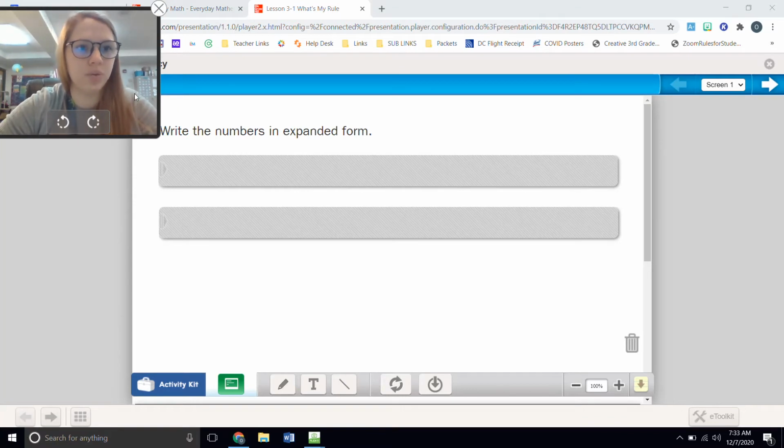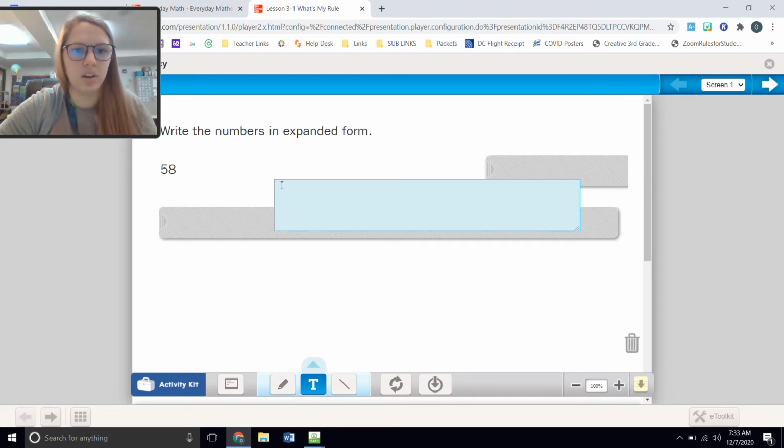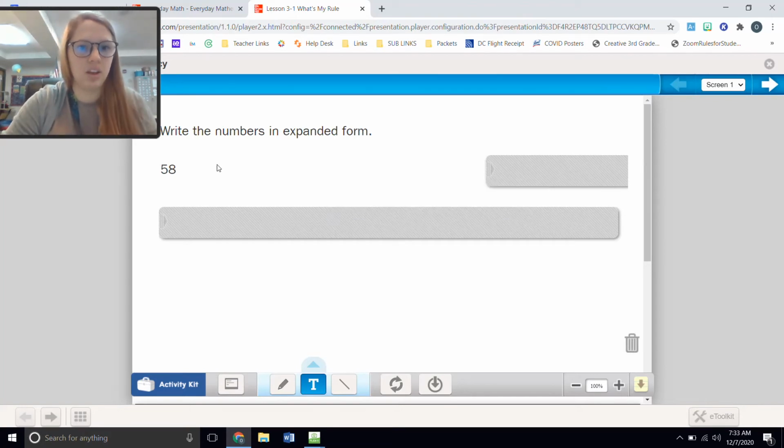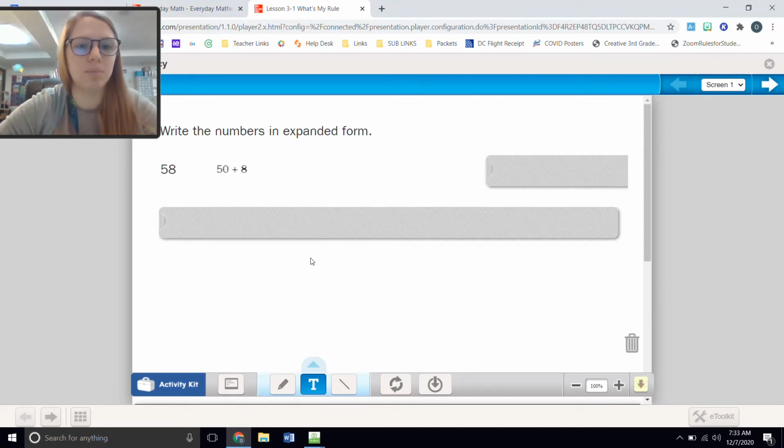All right, so for our warm-up, we are writing these numbers in expanded form. So expanded form, just like this number, 58. You would write 50 plus 8. That is the expanded form of 58.